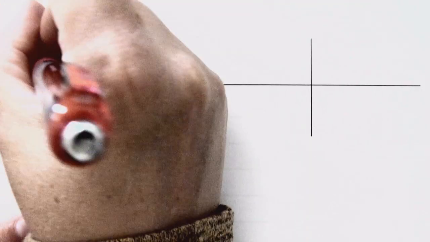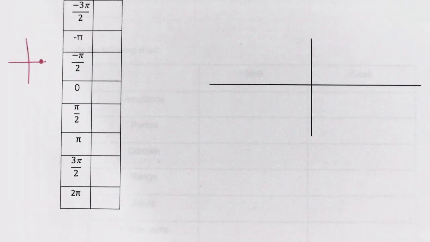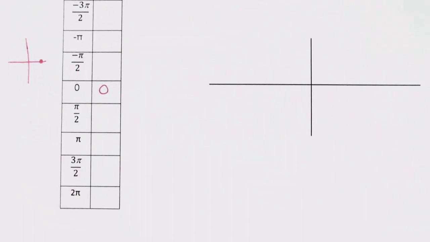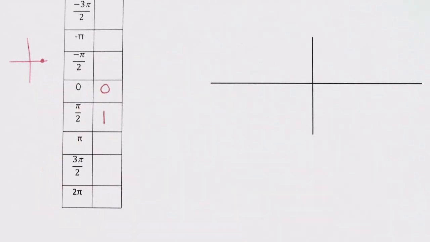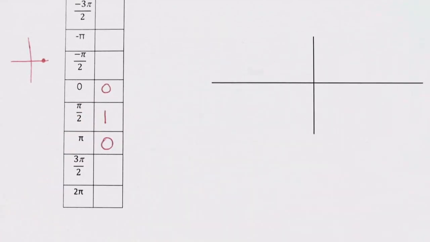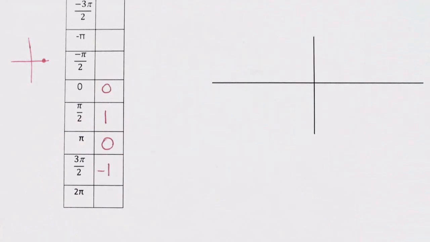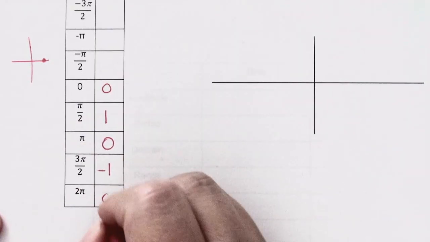So at 0 radians, what is y? The y value there. 0. Are you sure? Okay, good jump, everybody. At pi over 2, 1. At pi, 0. At 3 pi over 2, -1. And at 2 pi? 0. Also 0. Proud of you guys.